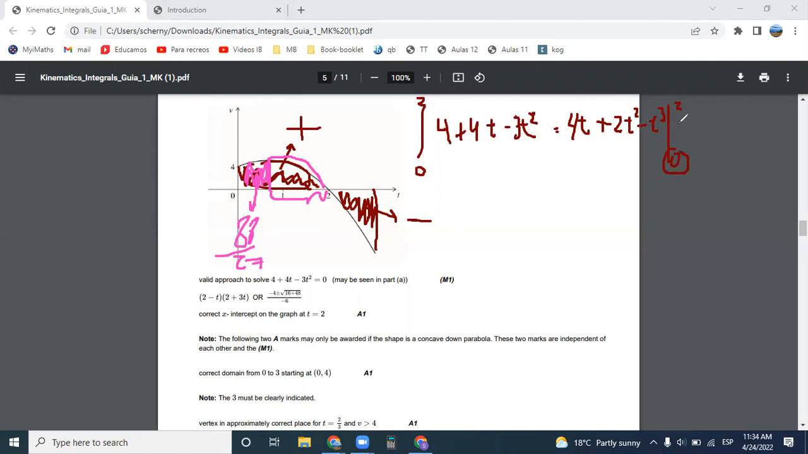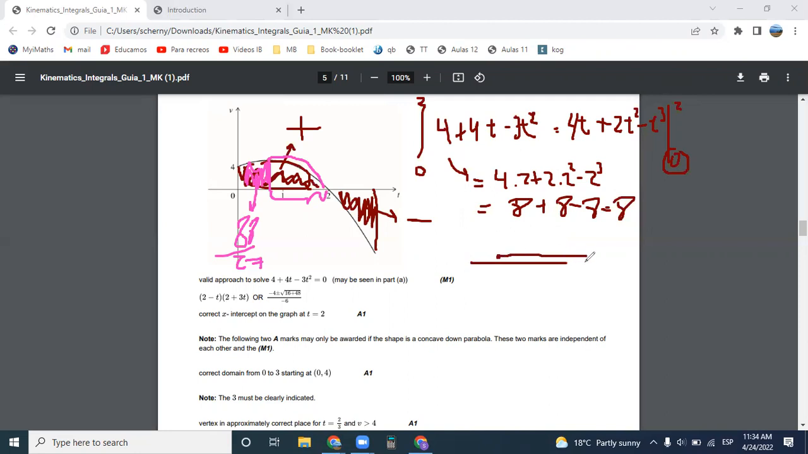Evaluated at 0, we already know we have a 0. So the answer for this part is going to be equal to 4 times 2 plus 2 times 2 squared minus 2 cubed. And this is 8 plus 8 minus 8, which is 8. Okay, so at the beginning, the particle in the first 2 seconds moved 8 meters to the right. Okay, and it was here. So this is the total distance traveled in the first 2 seconds. Okay, and then we need to do the same, but evaluating this at 3 and 2. Okay, and subtracting the value at 2.